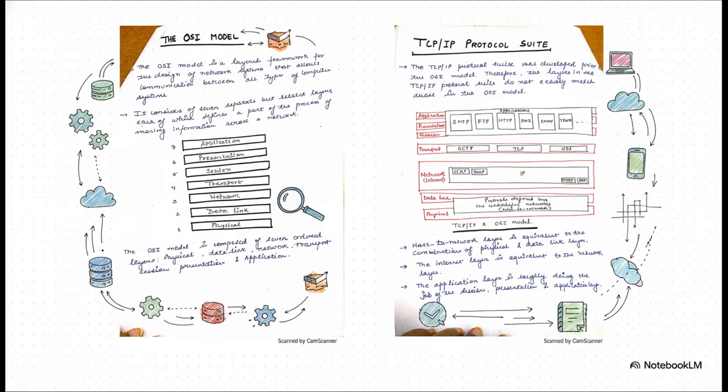So that 7-layer OSI model, that's kind of the official theoretical version. In the real world, the internet actually runs on something a bit more streamlined called the TCP/IP model. It basically squishes a few of those layers together, but the fundamental idea, this layered system where everyone cooperates, is exactly the same. This is the rulebook that's actually running our digital lives.